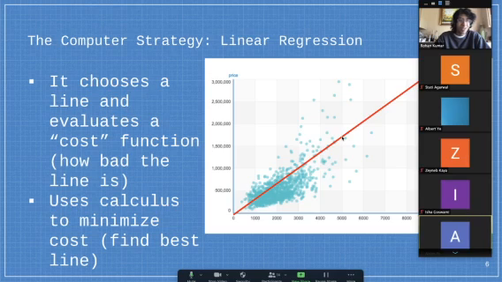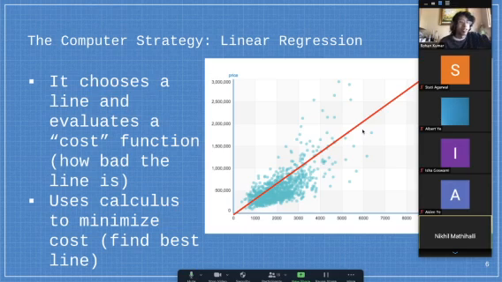So how does the computer actually find that line? It's something called linear regression, and it basically chooses a line and evaluates a cost function on it. That's basically how bad the line is. Can anybody tell me what a good cost function would be for a line? How do we define how bad this line is? Find the distance from each of the points to the line, and do the root mean squares.